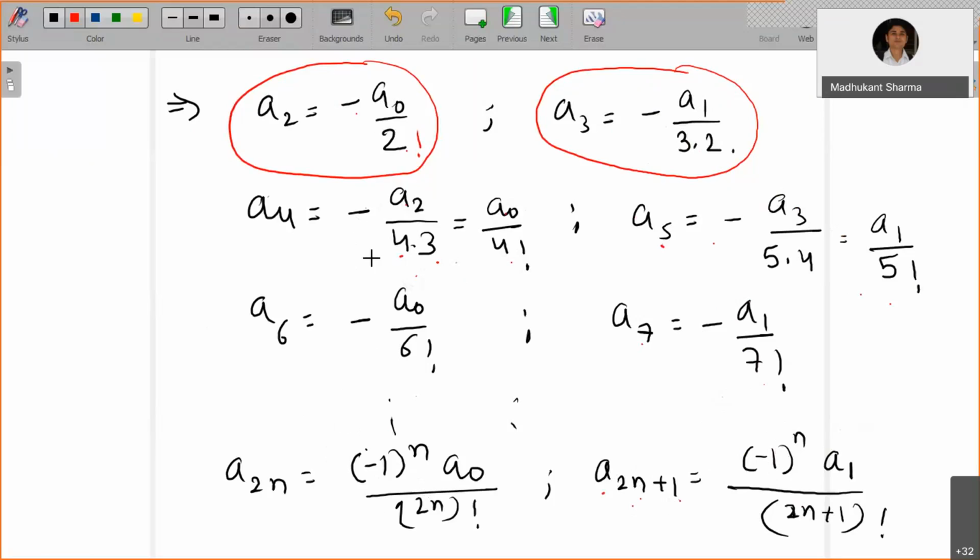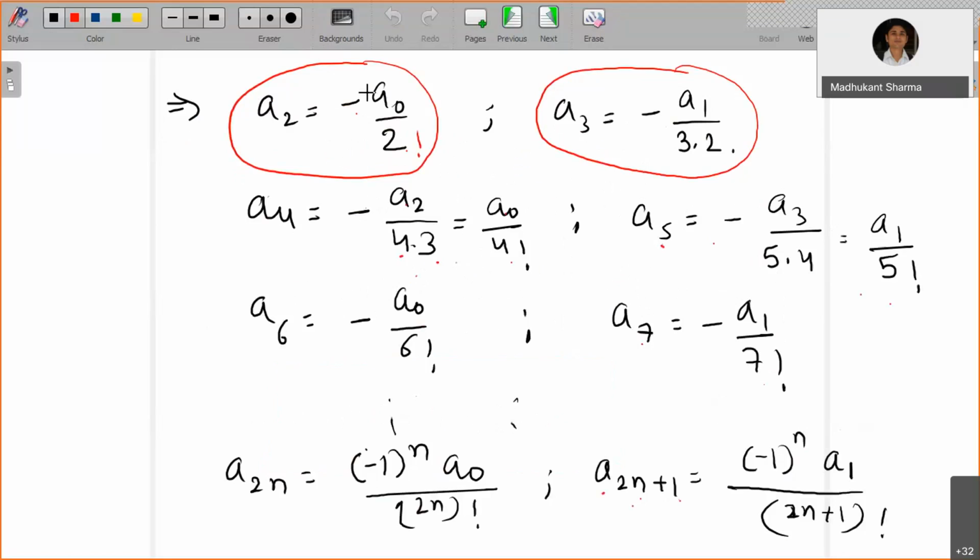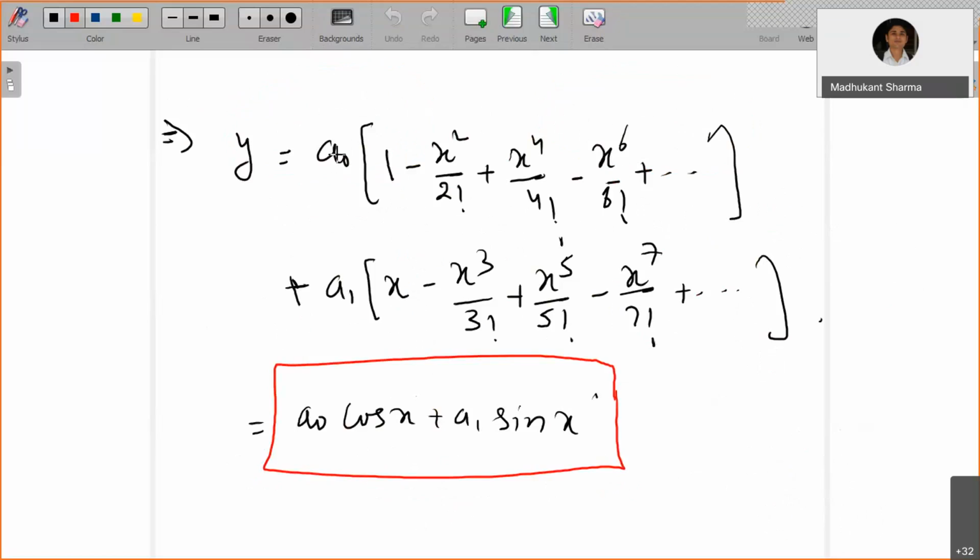Now you are going to substitute these values in the original power series. What you will observe is that a0, a2, a4, a6 will be with even powers, and a1, a3, a5, a7 will be with odd powers. So you have a0 times this alternating plus minus series. You can also recognize that the a0 coefficient is nothing but the cosine series and the a1 coefficient is nothing but the sine series.